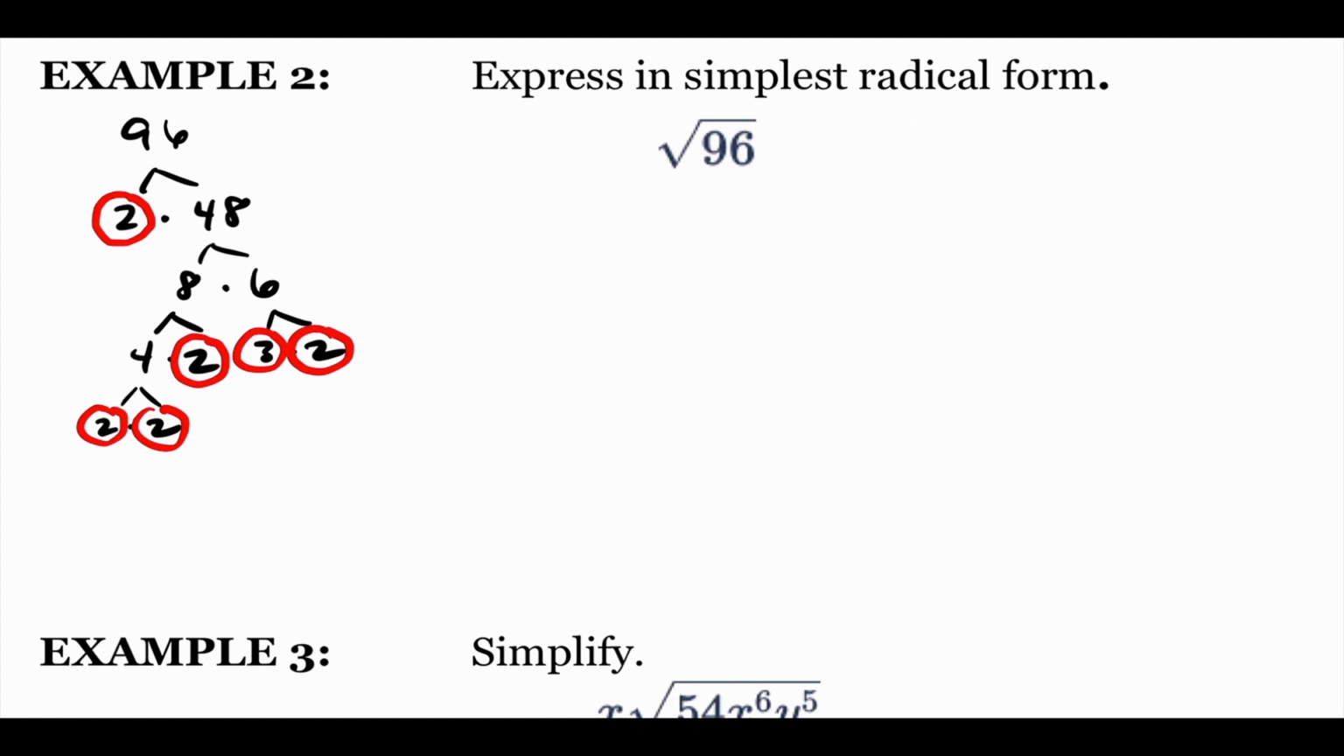Okay. Broke down 96 as far as I can. It's got a 3 and a bunch of 2's. Next is rewrite 96: 3 times 1, 2, 3, 4, 5 2's. It's square root, so I'm looking for pairs.